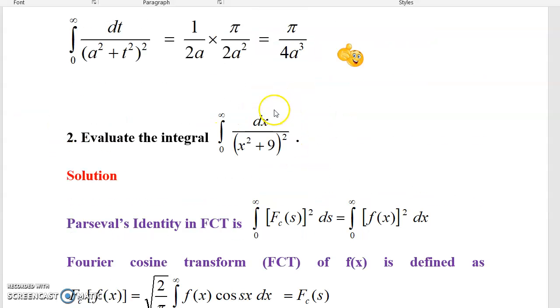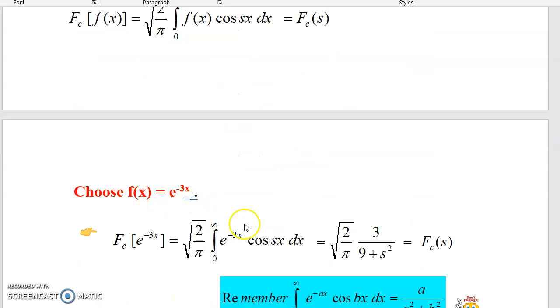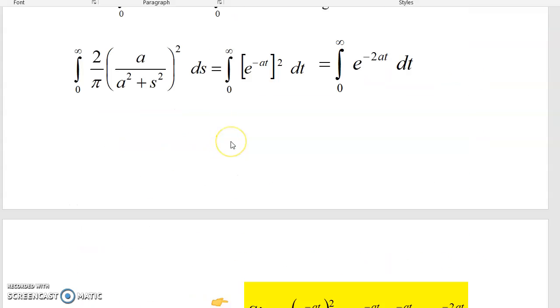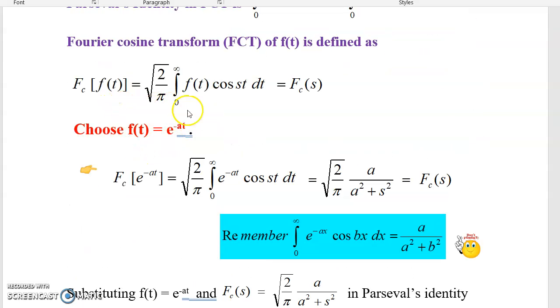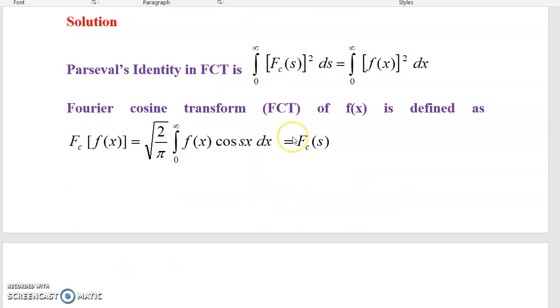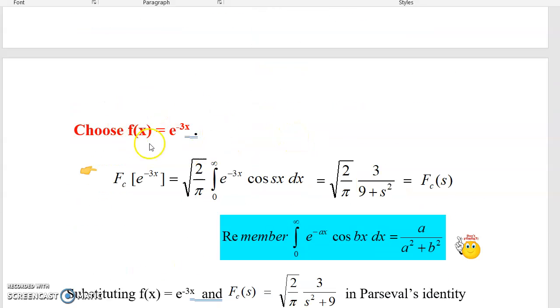And when you look at this, see here you have a squared, here you have 9. So if you compare these two terms, instead of a squared here, 9 is sitting. So the particular a which we have to select is 3. So we have to choose the function f of x as e power minus 3x. So remember, this particular integration we got by evaluating the Fourier cosine transform of e power minus at. So here, instead of a, you have to use 3. So that is why you are choosing the function e power minus 3x.